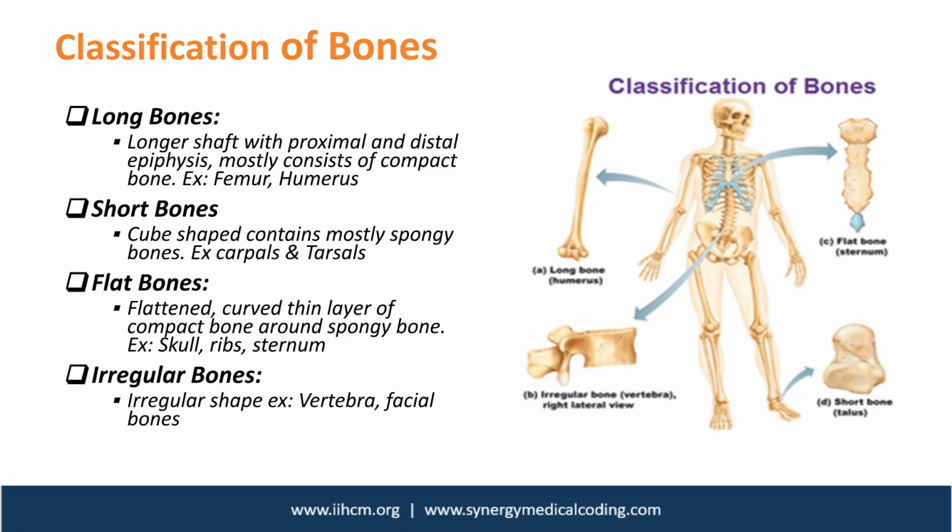Bones are classified into four main types: long bones, like the femur and humerus, which have a long shaft. Short bones, like carpals and tarsals, are cube-shaped. Flat bones are flattened and curved, like the skull and ribs. Irregular bones have irregular shapes, such as the vertebrae and facial bones.